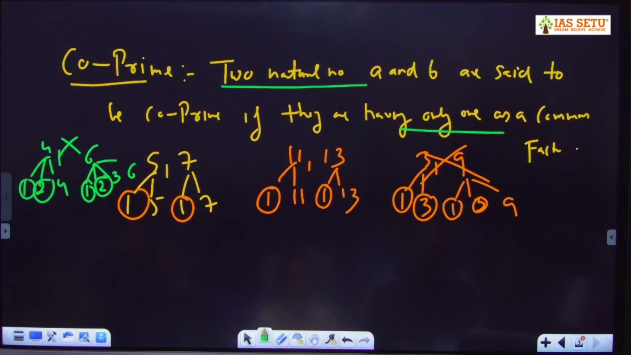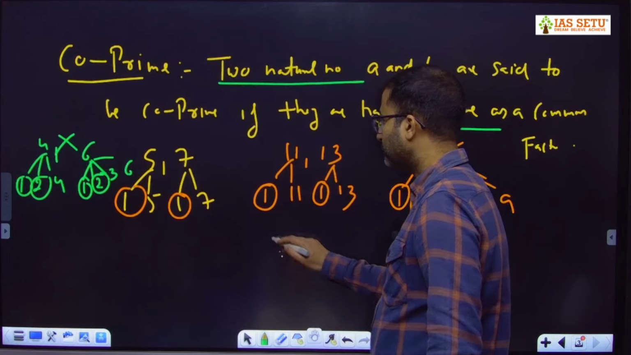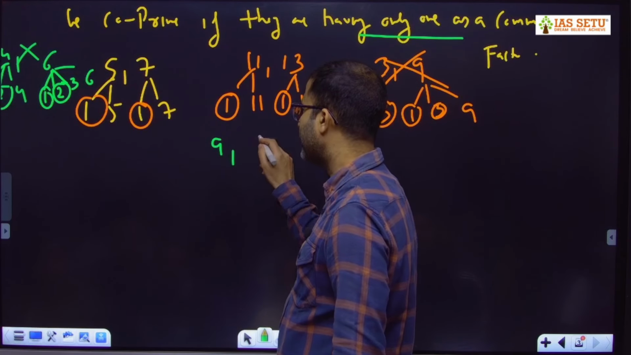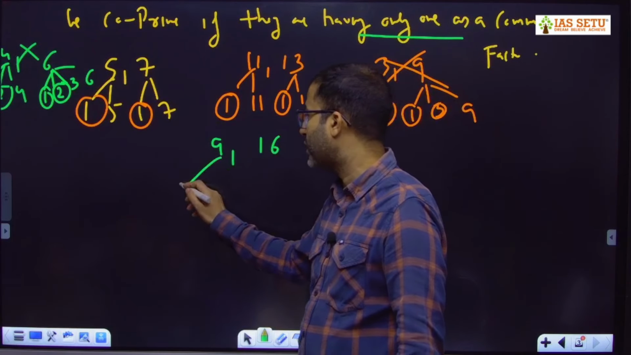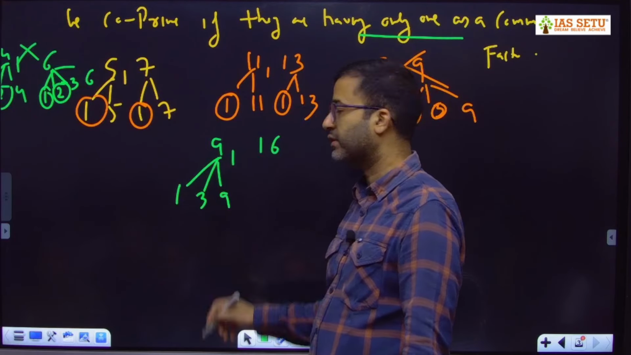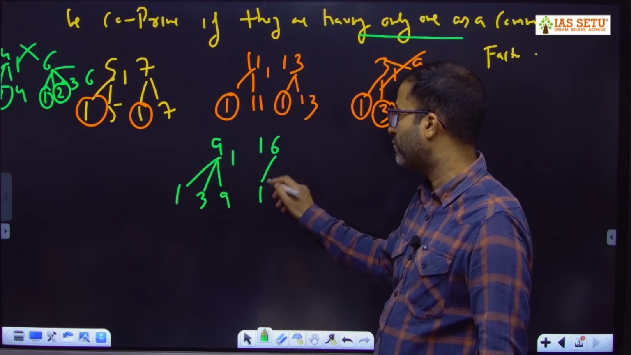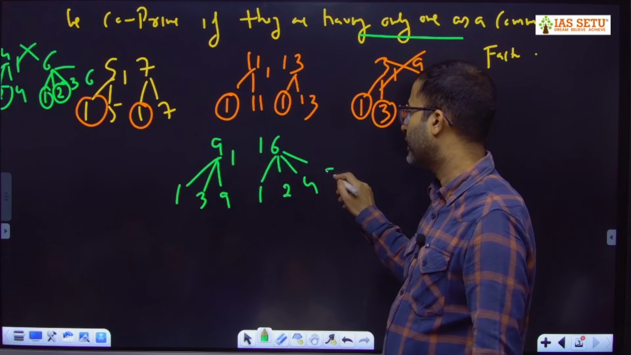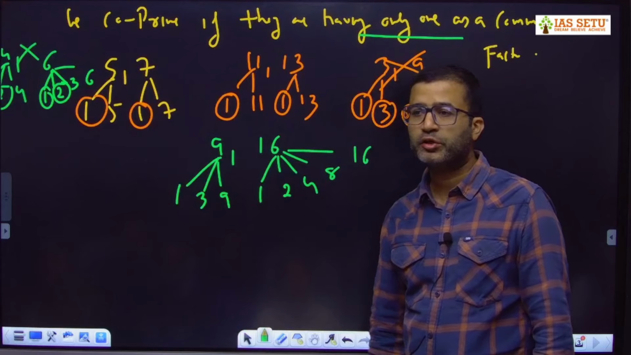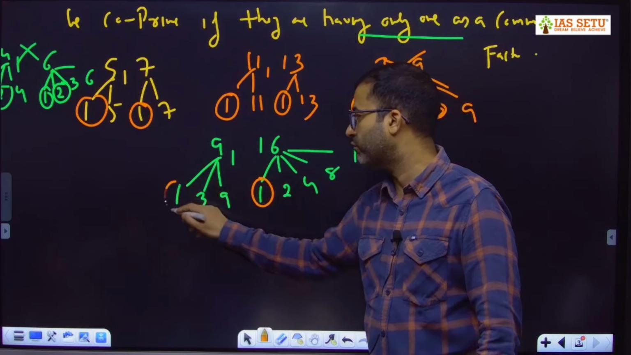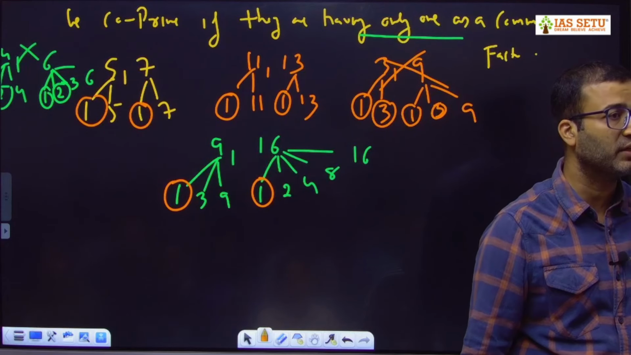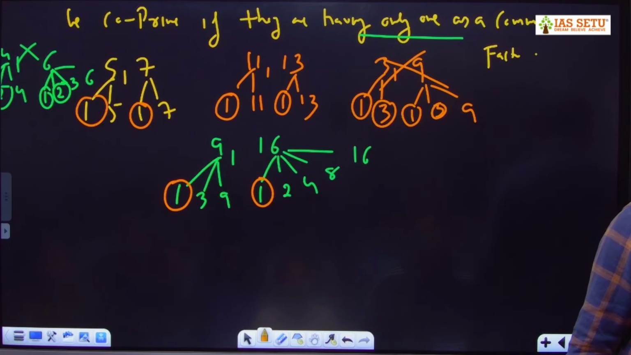Now here I take one more example. Like 9 and 16. Tell me what are the factors of 9? We have 1, 3, 9. What are the factors of 16? You have 1, 2, 4, 8, 16. Tell me the common factor. Only one. Since they have only one as a common factor, even 9 and 16 are also co-prime to each other.